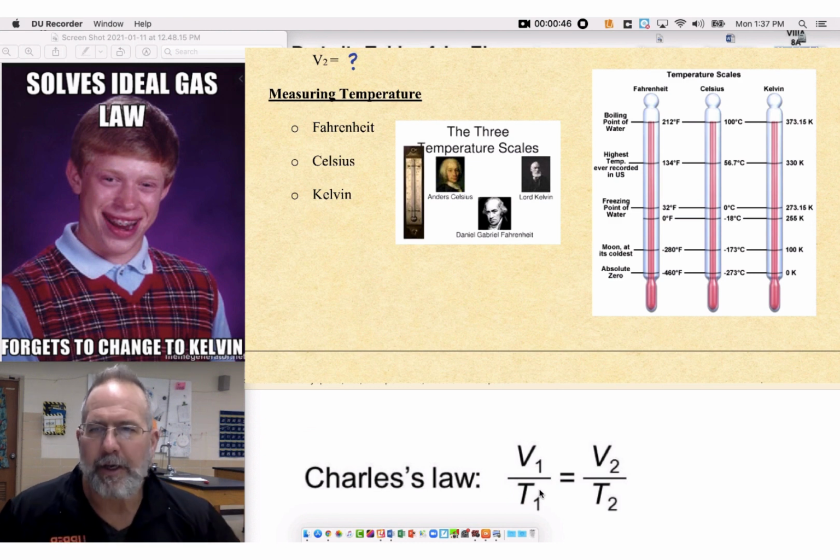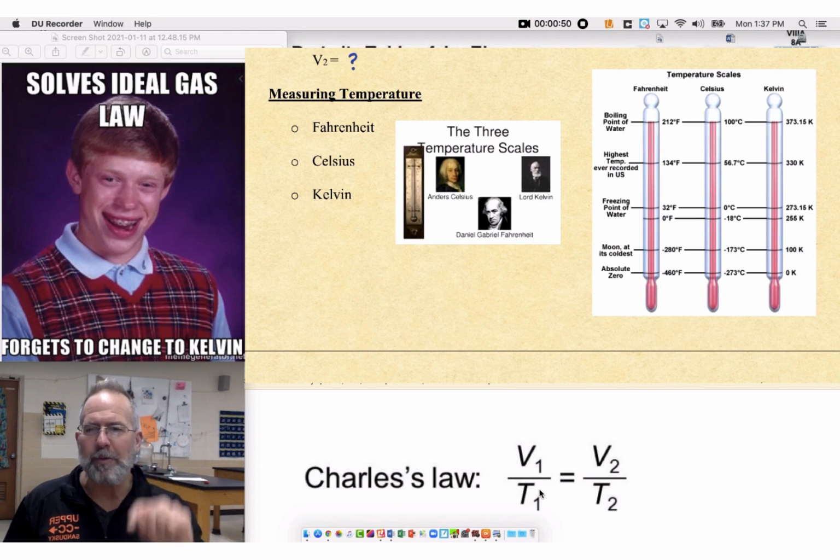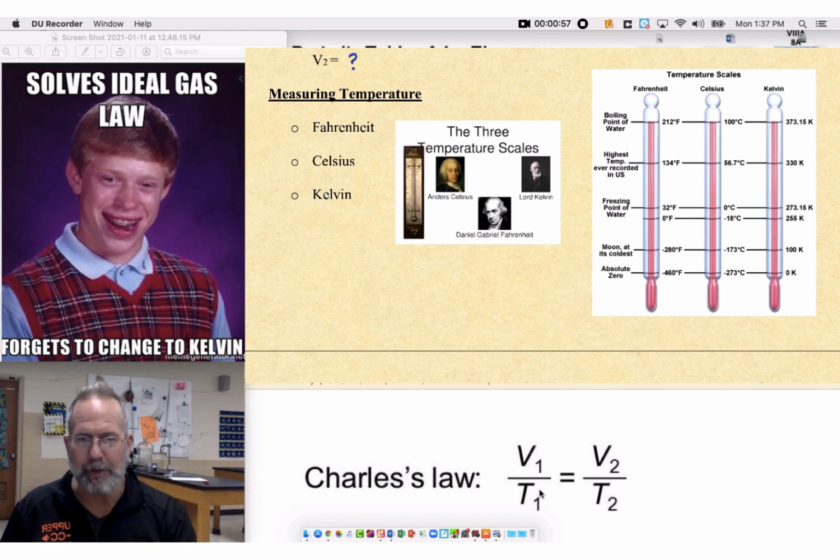Charles's law. It's a direct relationship between temperature and volume. As the temperature gets higher, the volume also has to get bigger.